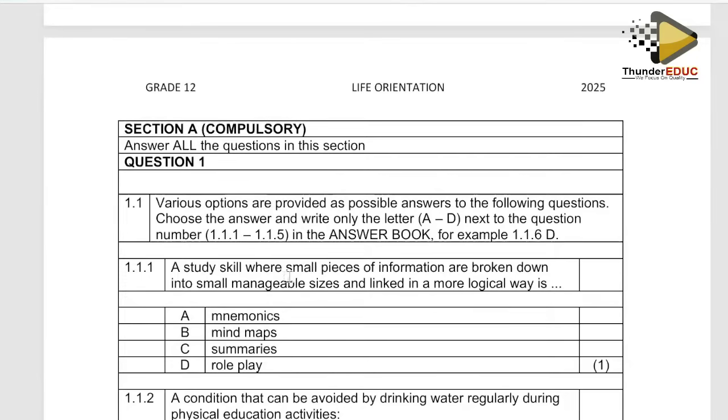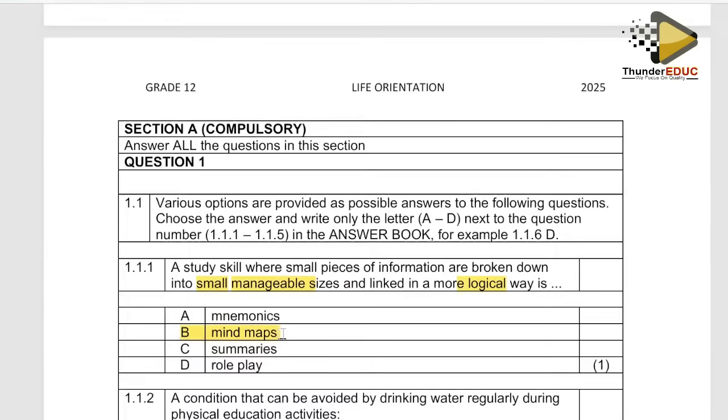So we need to highlight our keywords which are going to guide our choice of answers. This is a study skill where small pieces of information are broken down into small manageable sizes. I'm going to highlight small manageable sizes in a more logical way, in a way which makes sense. This can be done using a mind map. This method of studying is called mind mapping, or you will be organizing your information in the form of a mind map. So that is the first question.